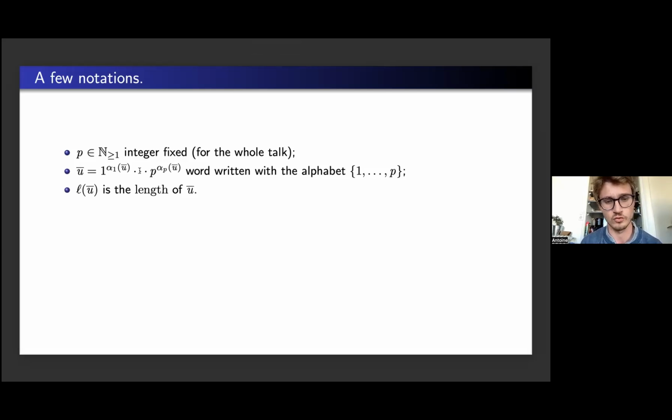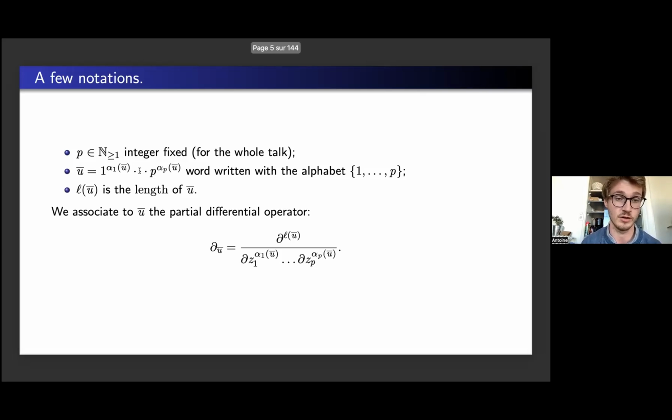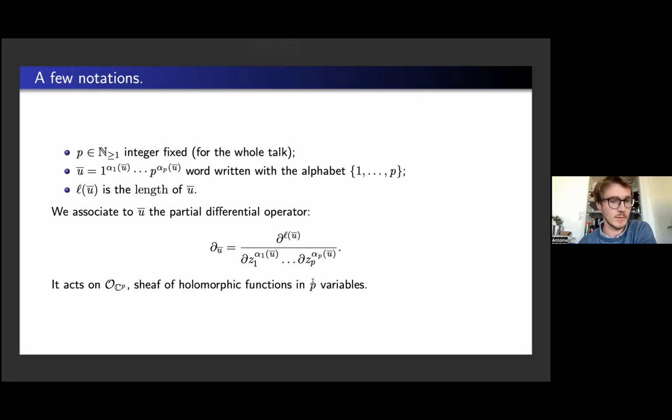To any such word, we will associate a partial differential operator defined as follows. You differentiate alpha 1 times according to the first direction, alpha 2 times according to the second direction, and so forth. Such a differential operator acts on the sheaf of holomorphic functions in p variables. Once we set this notation, it's quick to define what generalized Wronskians are.